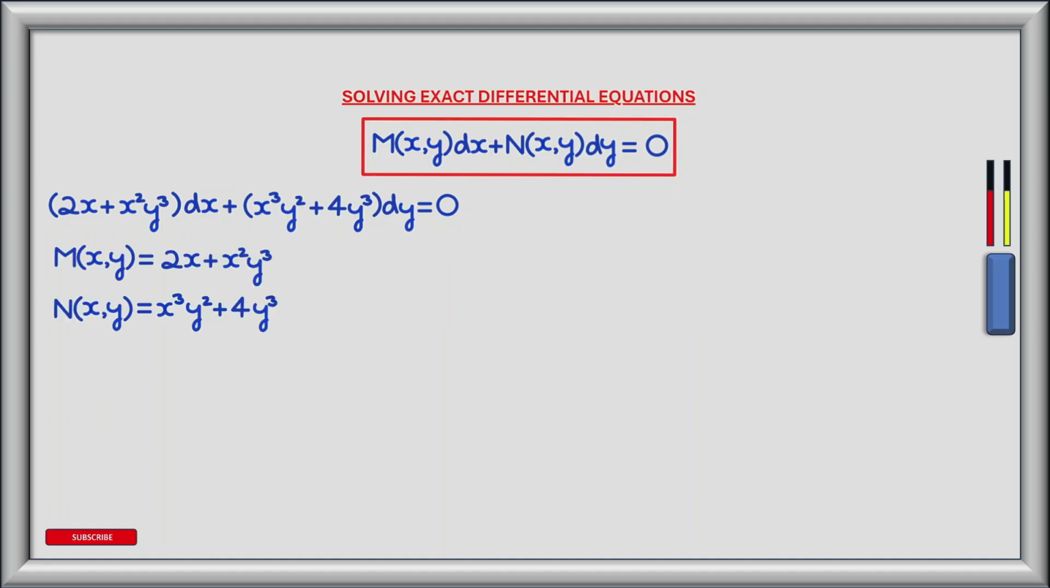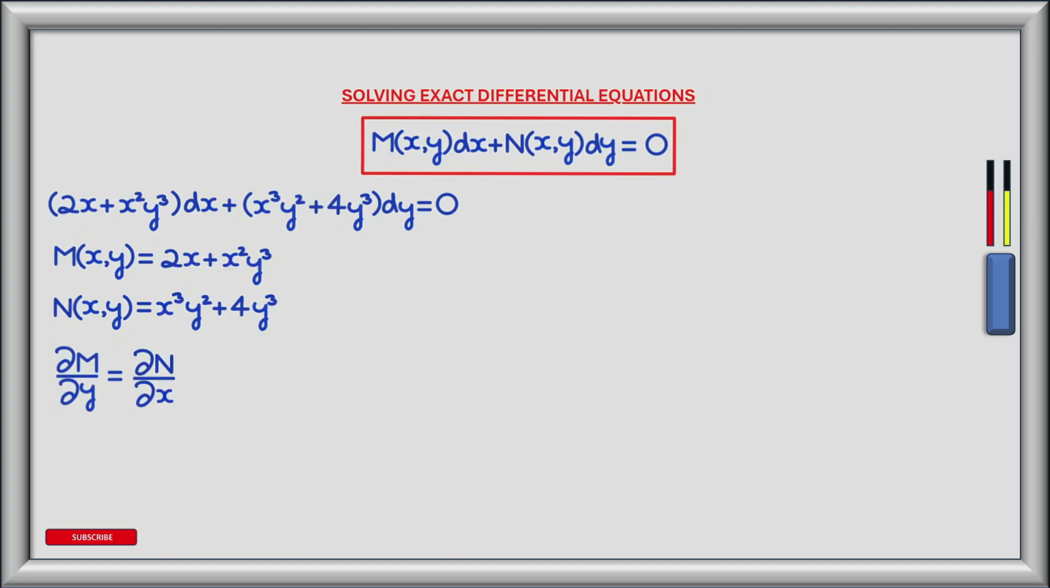In this equation, function m is this part here. So m is equal to 2x + x²y³. And function n is this part here. So n is equal to x³y² + 4y³. To determine whether this equation is an exact differential equation, we need to look at the partial derivatives of m with respect to y and n with respect to x. And if these partial derivatives are equal, then the equation is exact.